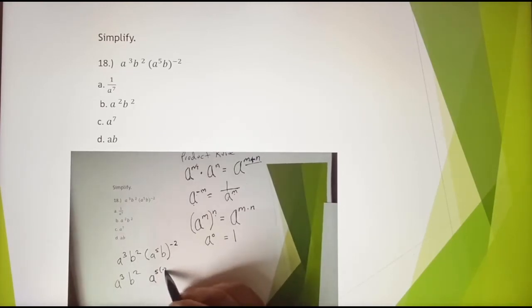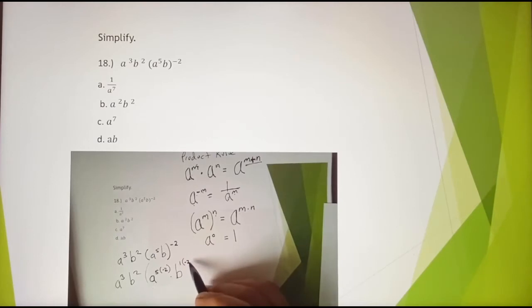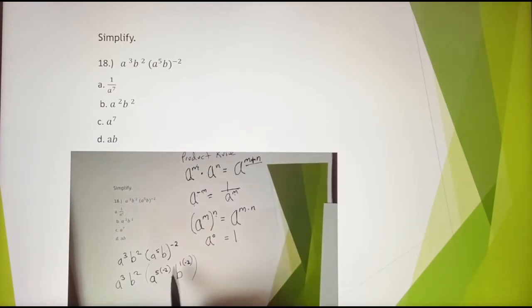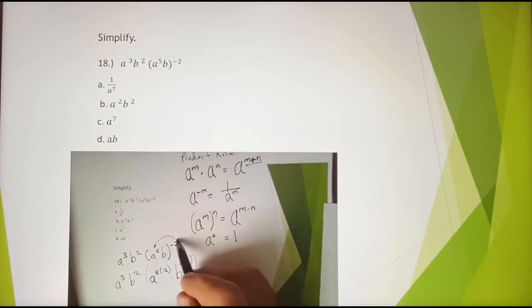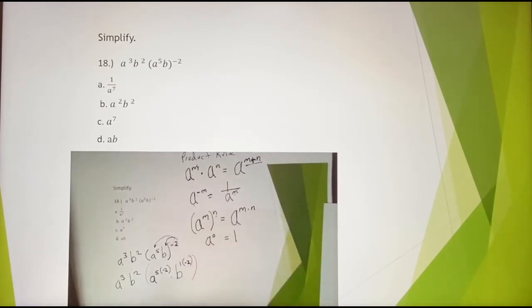multiplied by -2. And then that's multiplied by b, and you don't see an exponent there, but there's an invisible 1. Anytime you don't see an exponent, there's an invisible 1 there. We're going to take the +1 and multiply it by -2. All right, so all I've done is kind of distributed this -2 exponent in there to multiply it using the power of the power rule.